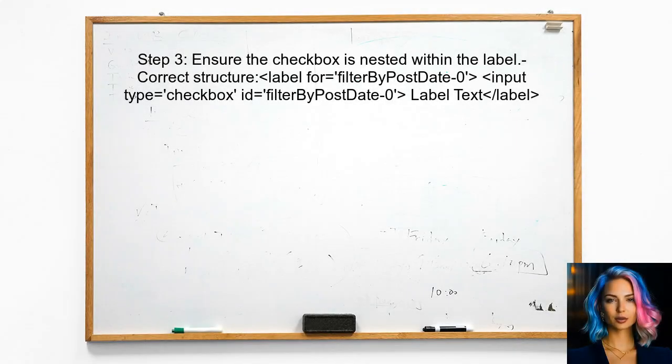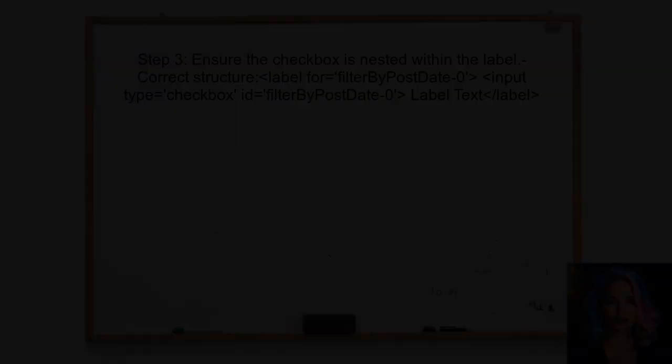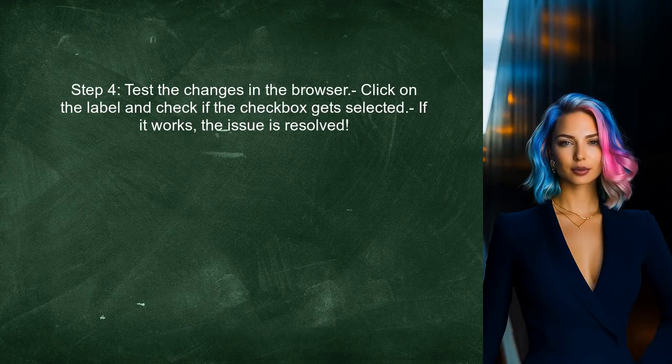Additionally, the user should verify that the checkbox input is correctly nested within the label. This ensures that clicking the label will toggle the checkbox. Finally, the user should test the changes in their browser to confirm that clicking the label now selects the corresponding checkbox. This is an important step to ensure functionality.